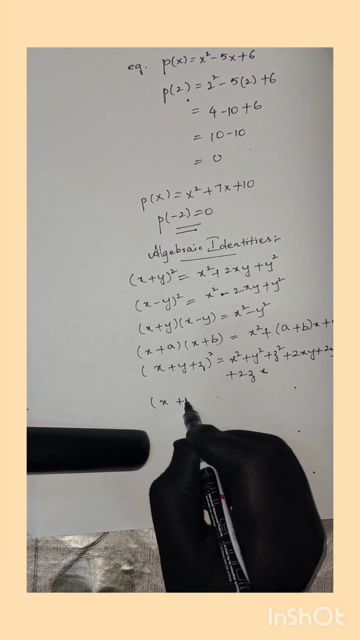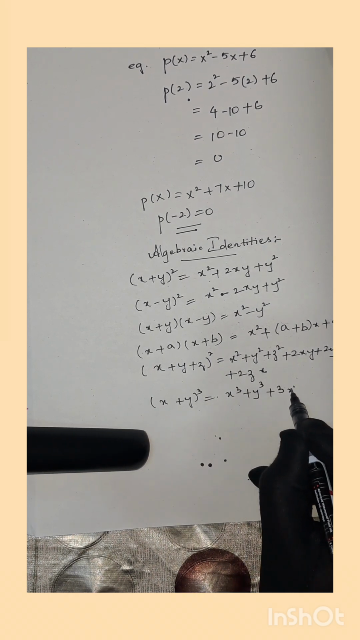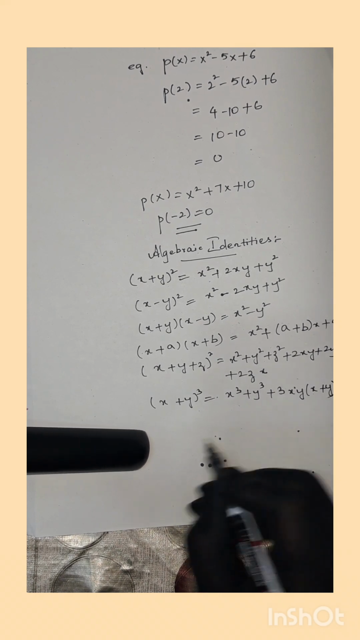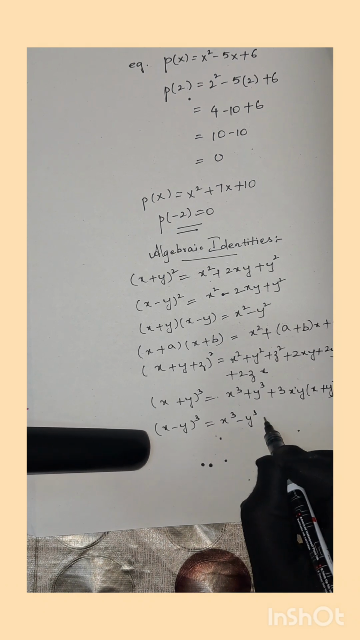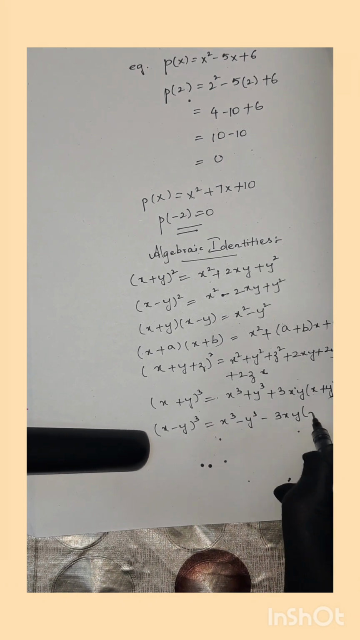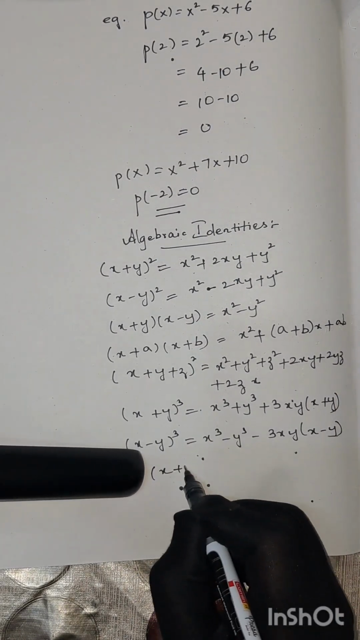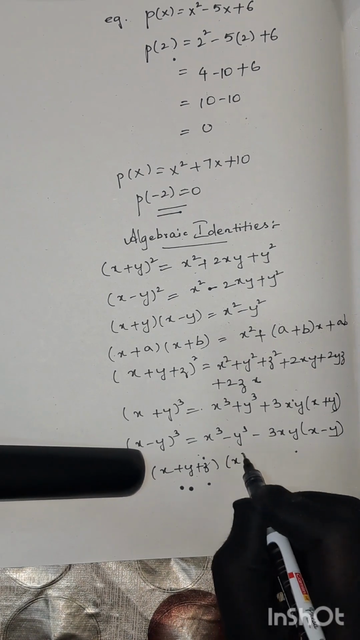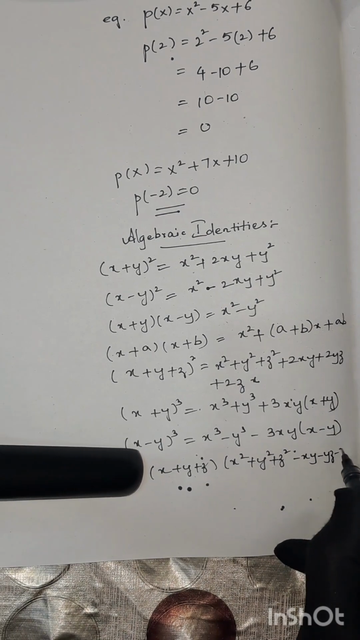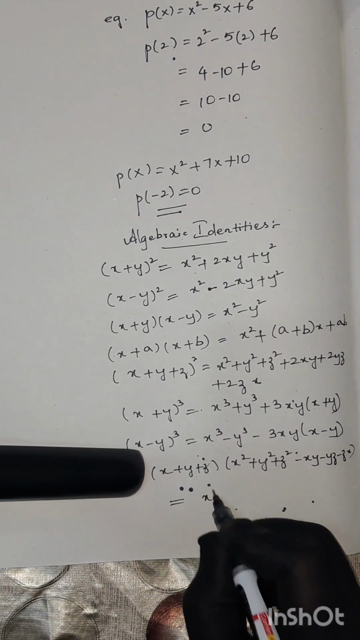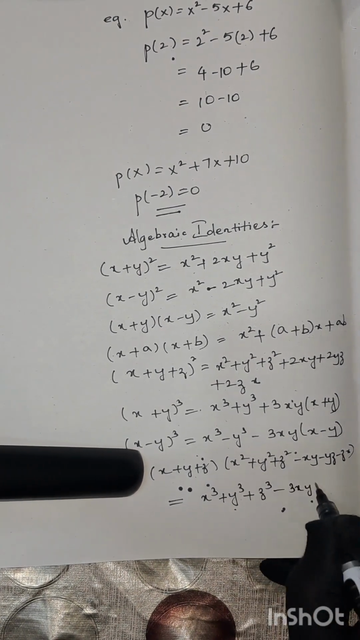Next is x plus y whole cube: x cube plus y cube plus 3xy into x plus y. Next, x minus y whole cube: x cube minus y cube minus 3xy into x minus y. Next, x plus y plus z into x square plus y square plus z square minus xy minus yz minus zx is equal to x cube plus y cube plus z cube minus 3xyz.